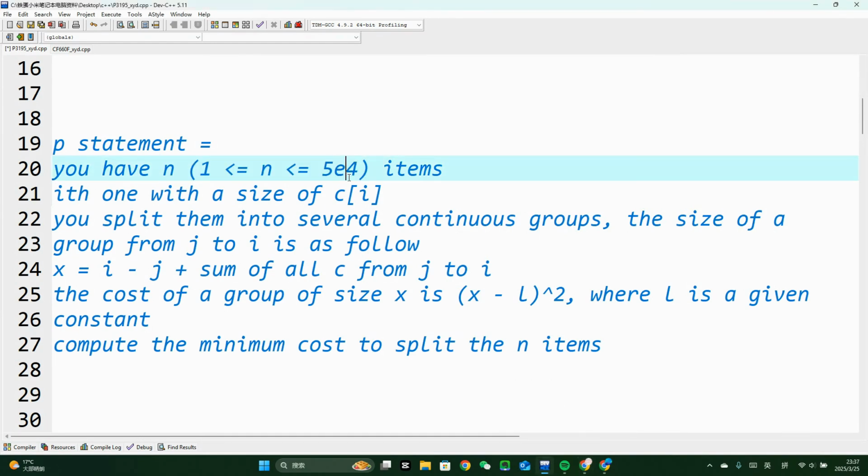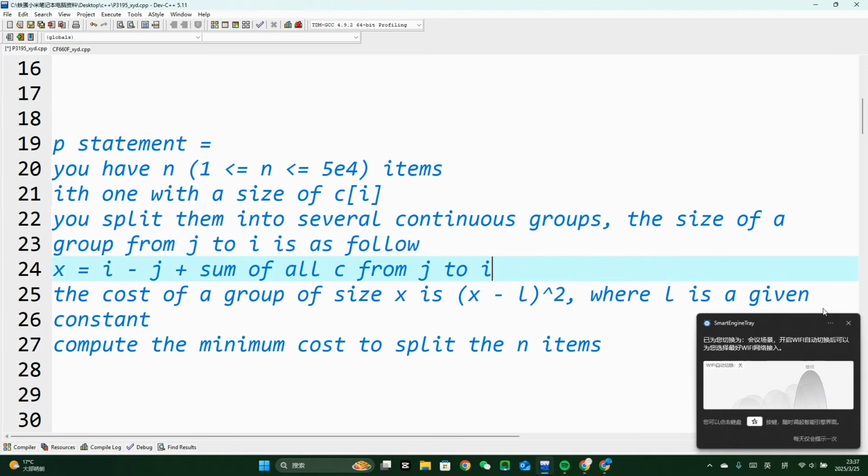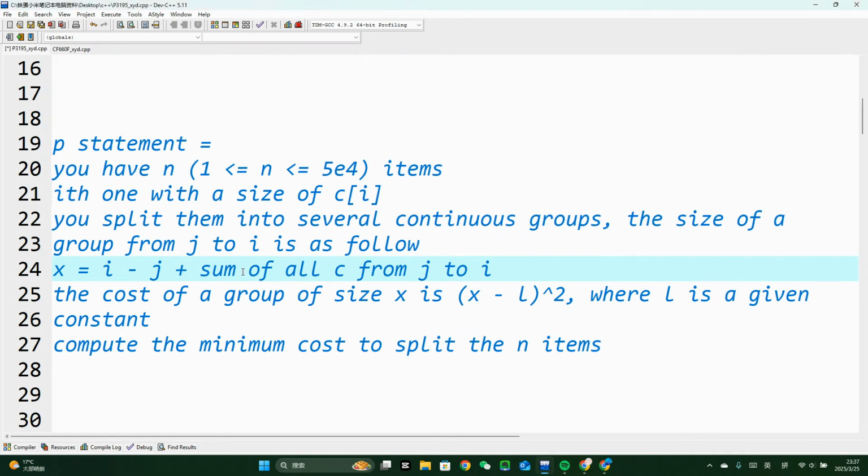You have n items, 5e4, which means n log n probably. The ith one has the size of ci. You can split them into several continuous groups, that is like substrings, continuous ones, and a group from j to i has size equal to the distance between j and i plus the sum of all the sizes of the individual items in j to i. And notice how it's not the number of items between j and i, it's the difference between j and i. So that's like the number of items minus 1.